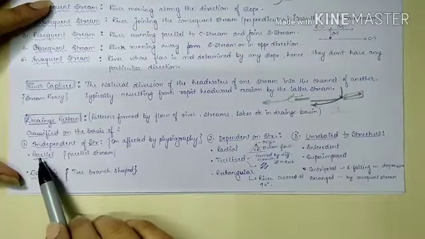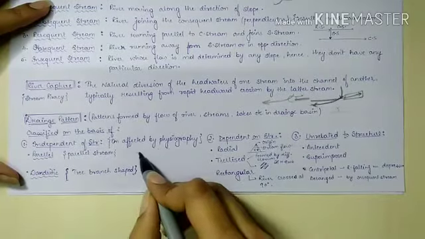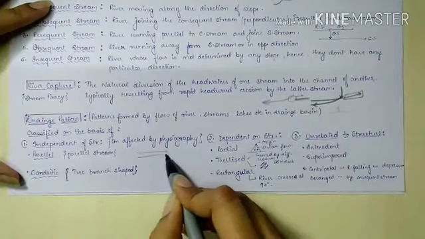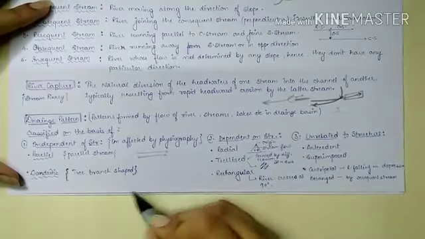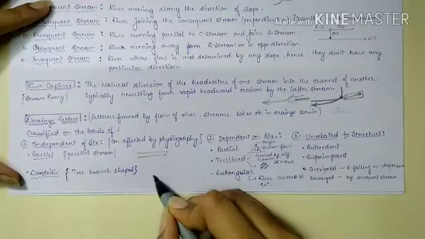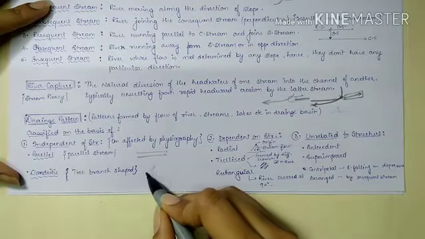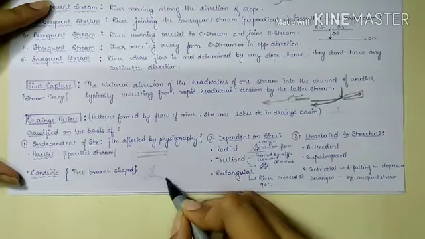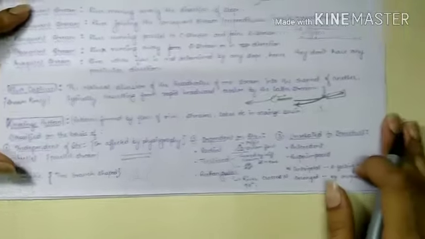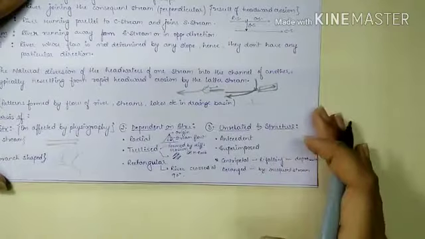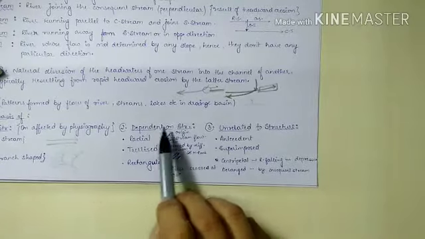So we have parallel streams, then we have dendritic streams. Parallel streams are the ones which run parallel to each other, simply. Next is the dendritic stream. It is also known as the tree-shaped stream. It is like this, having many branches. So this is dendritic. Next is dependent on structure. So this one was independent of structure.